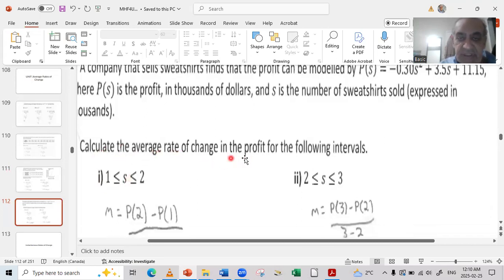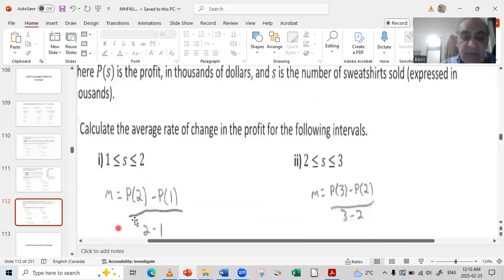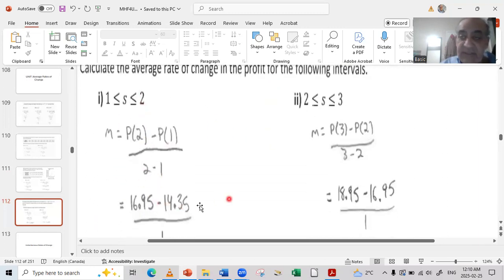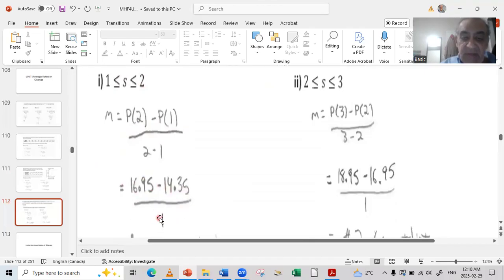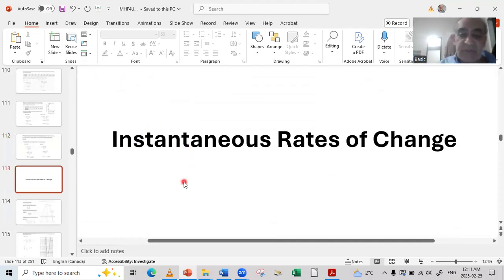Calculate the average rate of change in the profits for the following intervals. We have the same idea here, but we have a function. So you will say P2 minus P1. Once you substitute for S with 2, then once you substitute for S with 1, you will subtract them from each other, and you will divide by 2 minus 1, the interval itself. The idea is very easy as well. That was for this part.